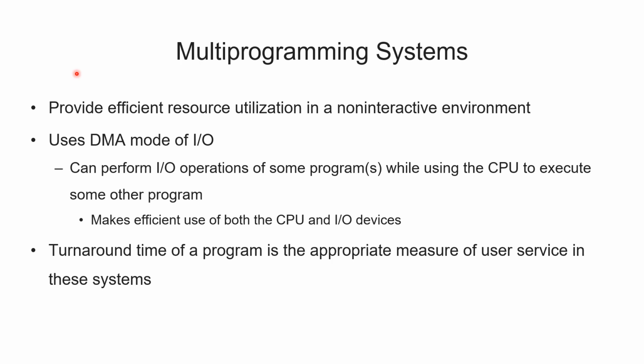So multiprogramming systems and batch processing systems were implemented in the 1960s, in a non-interactive environment. These two systems are non-interactive environment systems. The main aim of multiprogramming systems is efficient utilization of resources. That is the main motto of these systems. And what do we mean by multiprogramming?